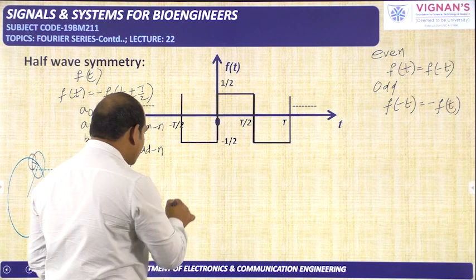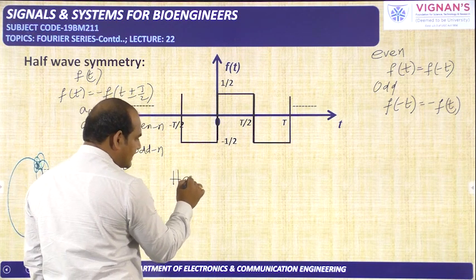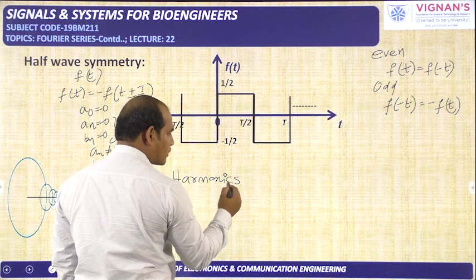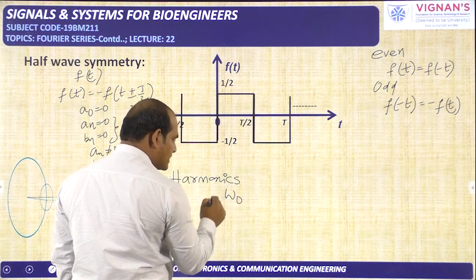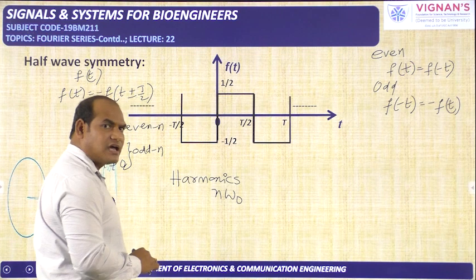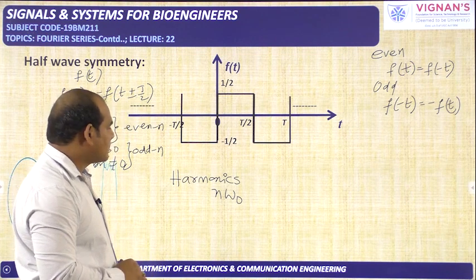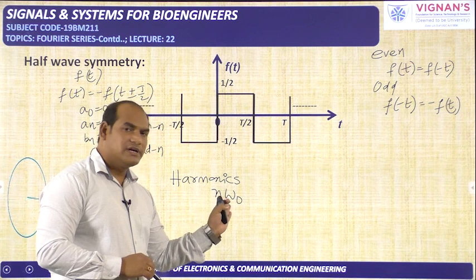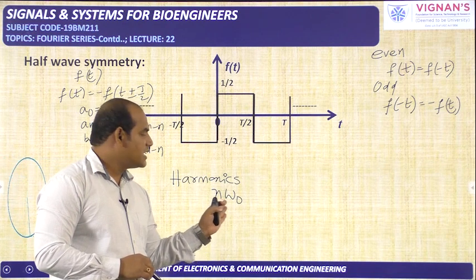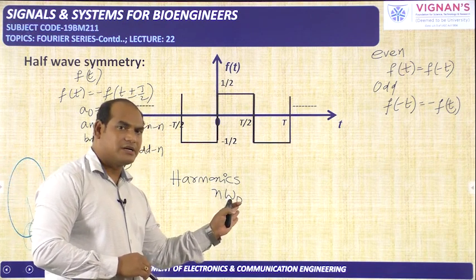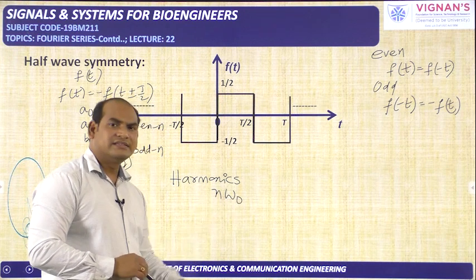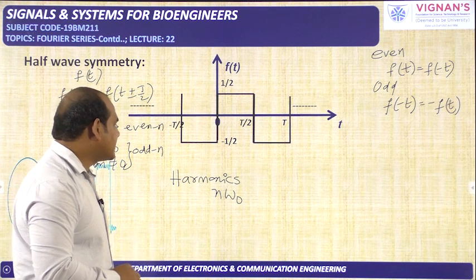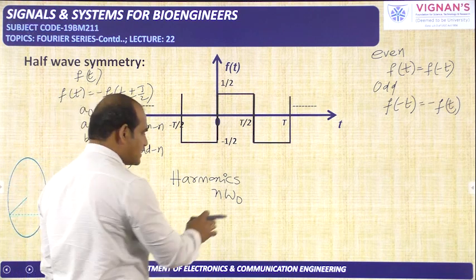What is a harmonic? A harmonic is nothing but an integer multiple of the fundamental frequency. Omega naught is the fundamental frequency, and n omega naught represents the integer multiples of the fundamental frequency. n is an integer. If n is equal to 1, you get the fundamental frequency omega naught. If n is equal to 2, you get two times the fundamental frequency, if n is equal to 3, three times the fundamental frequency, and so on. So a harmonic is nothing but an integer multiple of the fundamental frequency.